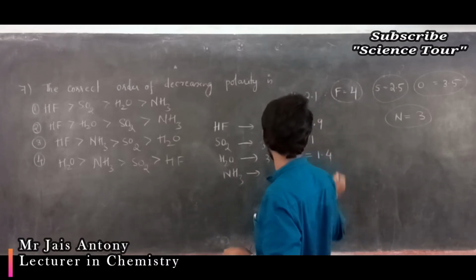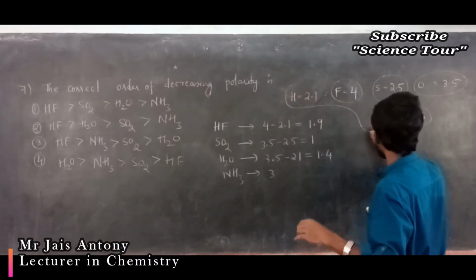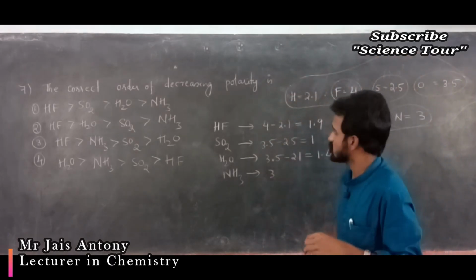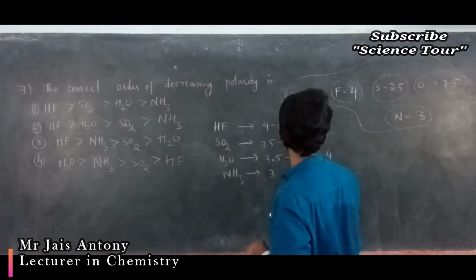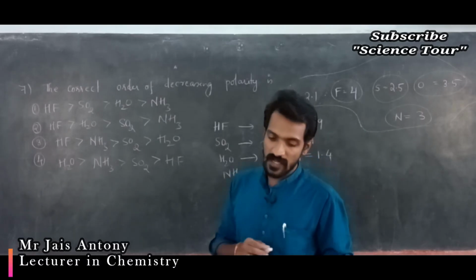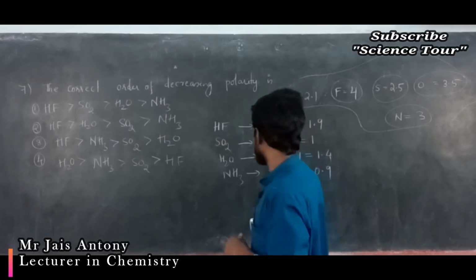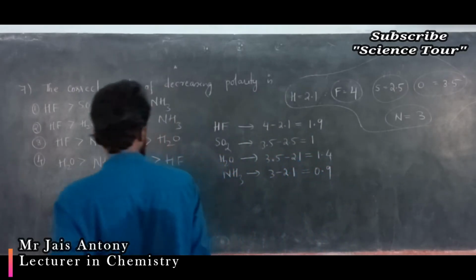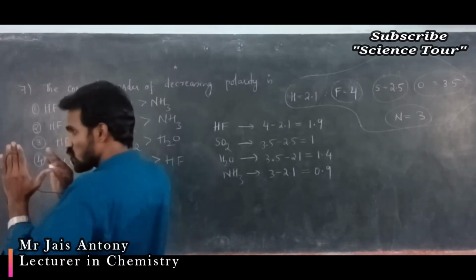Here nitrogen electronegativity is 3. Please learn this by heart, mug up, no problem. Electronegativity: nitrogen is 3, hydrogen is 2.1. So what is the value actually? 0.9. So, decreasing order means highest to lowest.